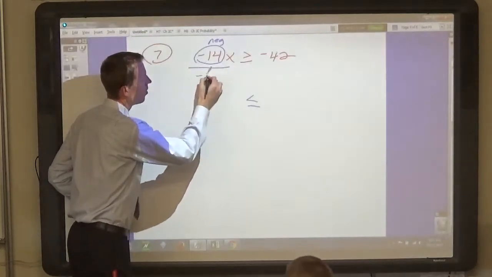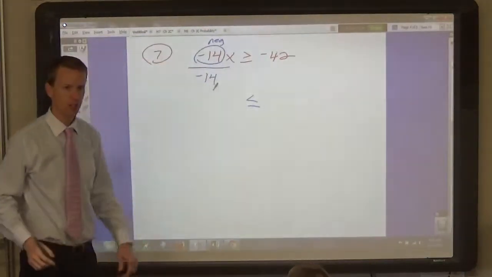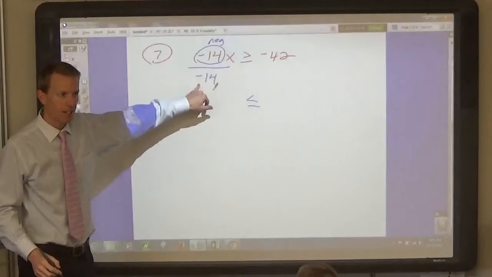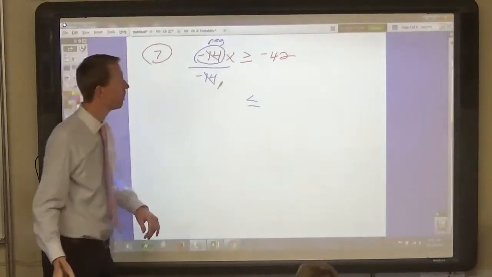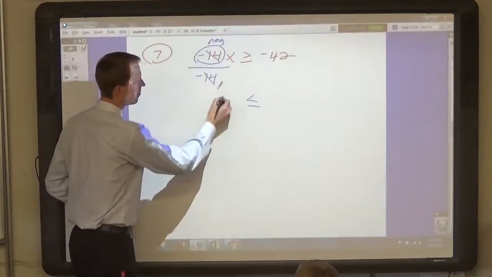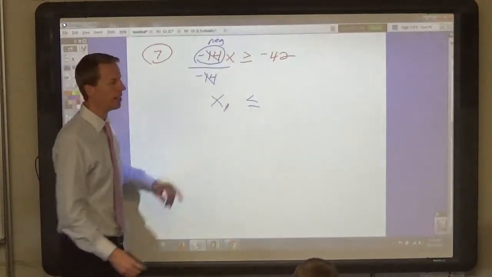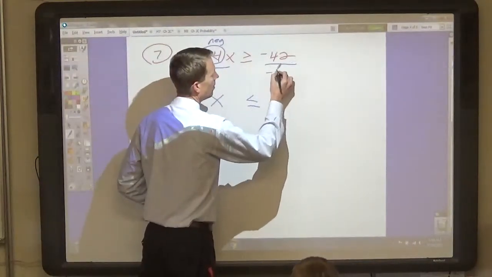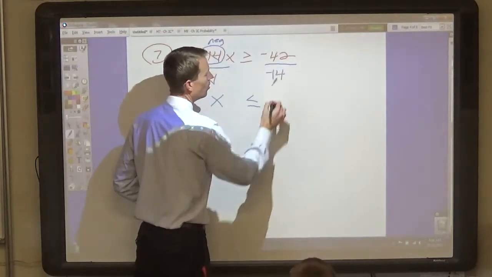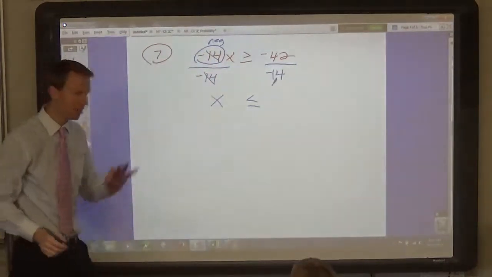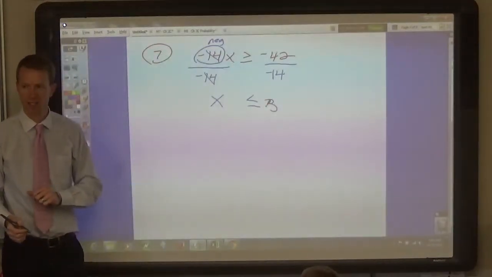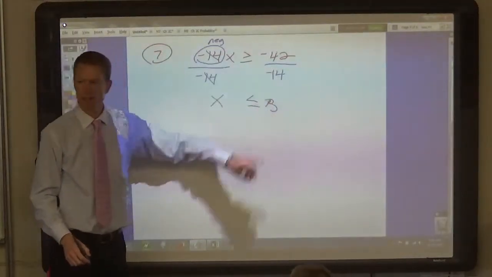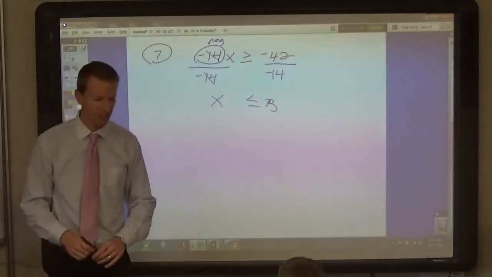We have to cross out the coefficient, so we have to divide by the same number, negative 14. Cross off the negative 14s. X is less than or equal to positive 3. Negative divided by negative is positive.